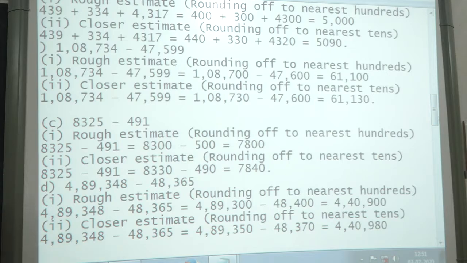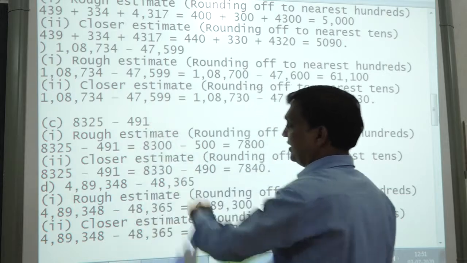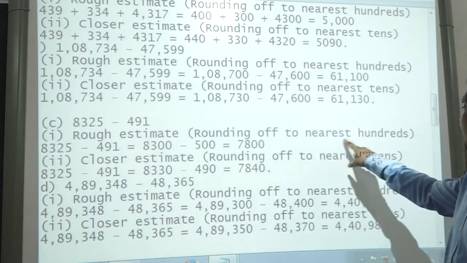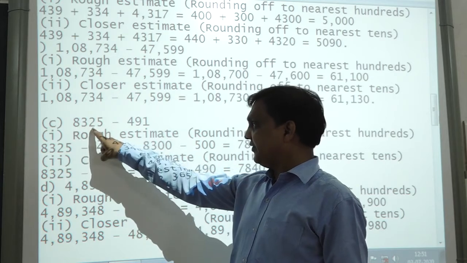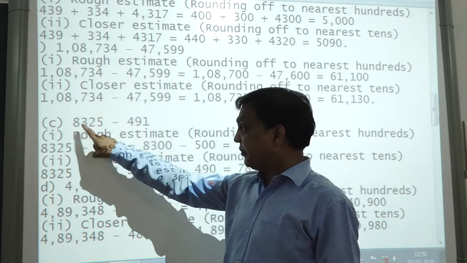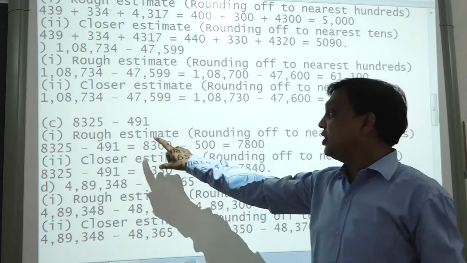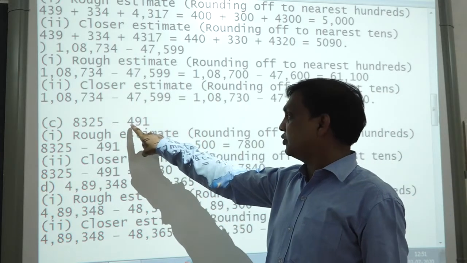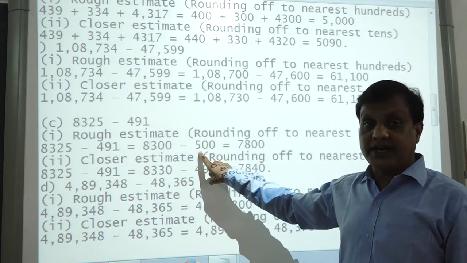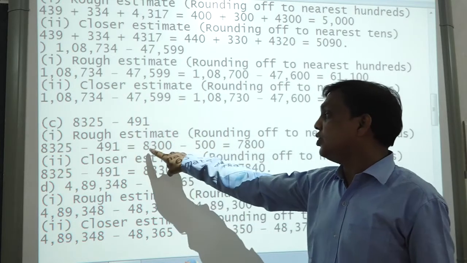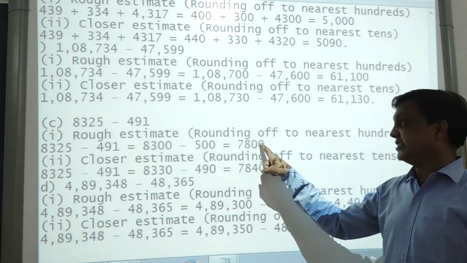The next question: 8,325 minus 495. First you have to round to the nearest 100. So 8,325 rounded to the nearest 100 becomes 8,300. Now 495 rounded to the nearest 100 becomes 500. So 8,300 minus 500 is equal to 7,800. This is the nearest 100.